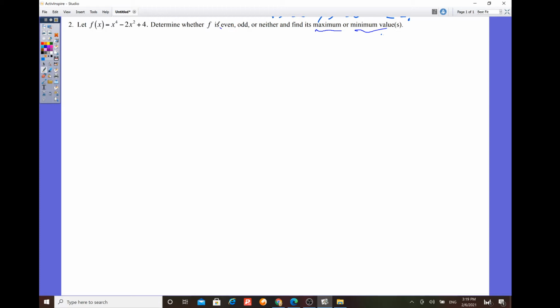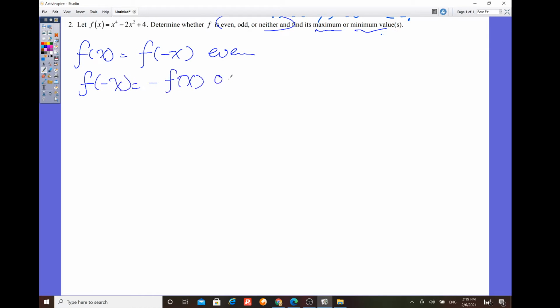So the first thing that we need to determine is whether the function is odd, even, or neither. In order to prove the function is even, we need to show that f of x is the same as f of negative x. If the function is odd, we need to prove that f of negative x is the same as negative f of x. Neither means none of those match. Okay, so let's find out.